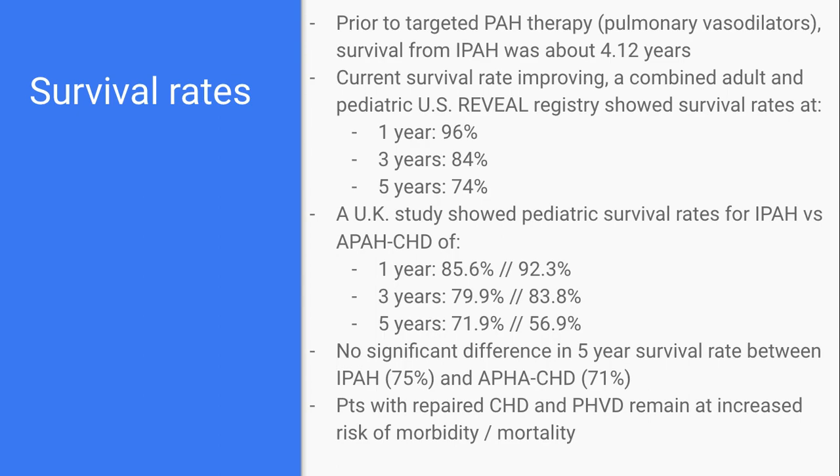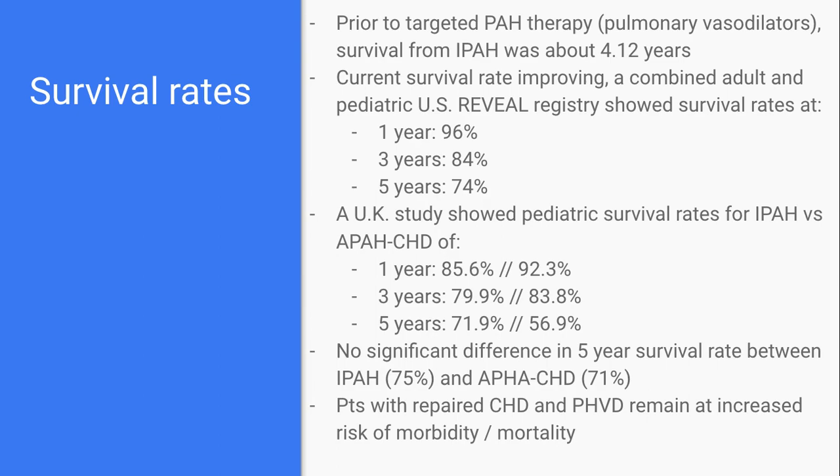In the UK, they did a study to show the pediatric survival rates for idiopathic versus the congenital heart disease forms of pulmonary arterial hypertension. You can see at 1 year it was 92.3% for those who had congenital heart disease, 85.6% for those who had idiopathic disease, and so on. So there's really no significant difference in the 5-year survival rate between idiopathic pulmonary arterial hypertension versus the pulmonary hypertension associated with CHD.